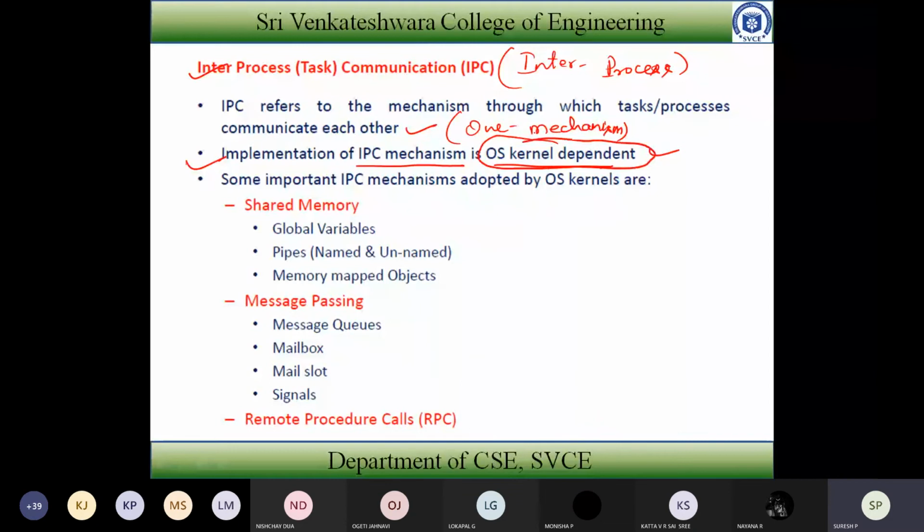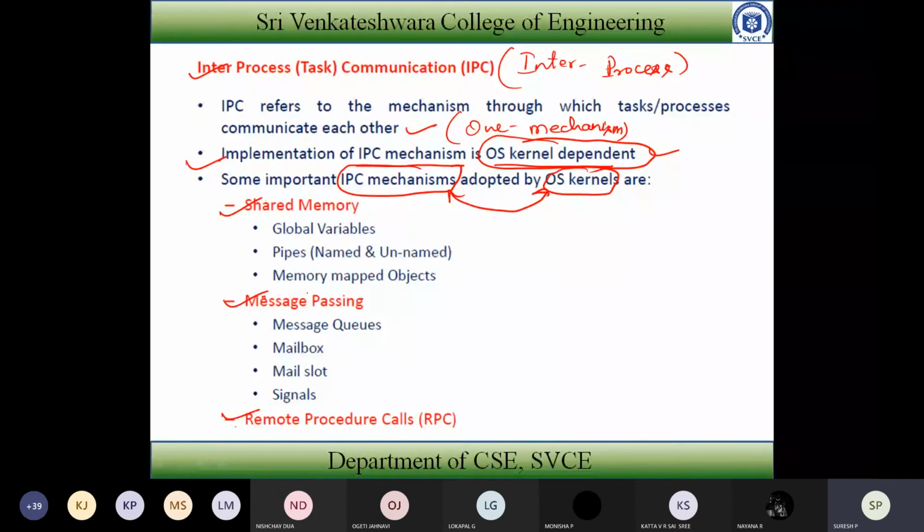Now the next question comes: what are the different mechanisms we are going to adopt by the OS? Some important IPC mechanisms adopted by OS kernels are, which are they? The IPC mechanisms adopted by your OS kernel are nothing but these: one is shared memory, second is message passing, third is remote procedure calls. These are the three different mechanisms adopted by your OS kernel.